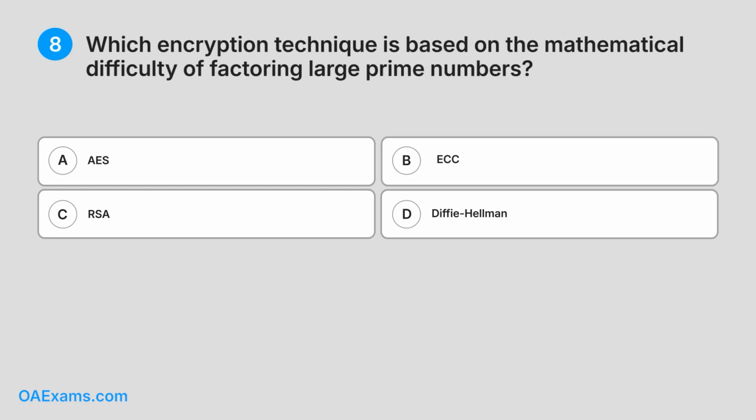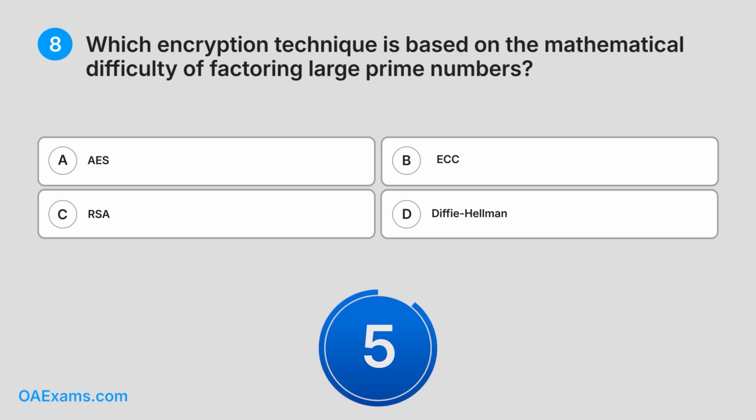8. Which encryption technique is based on the mathematical difficulty of factoring large prime numbers? A. AES. B. ECC. C. RSA. D. Diffie-Hellman. Do you know the answer?